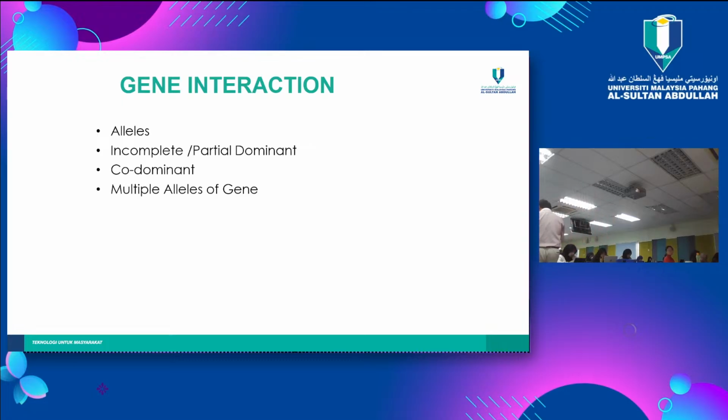So in non-Mendelian inheritance, that's what we're going to investigate and discuss here. It depends on the gene interaction. Sometimes it's going to give you incomplete or partial dominance, codominance, and some multiple alleles of the genes. Certain genes may be responsible for different traits. As we discussed before, one gene is responsible only for one trait. But here, one gene may be responsible for many other traits.